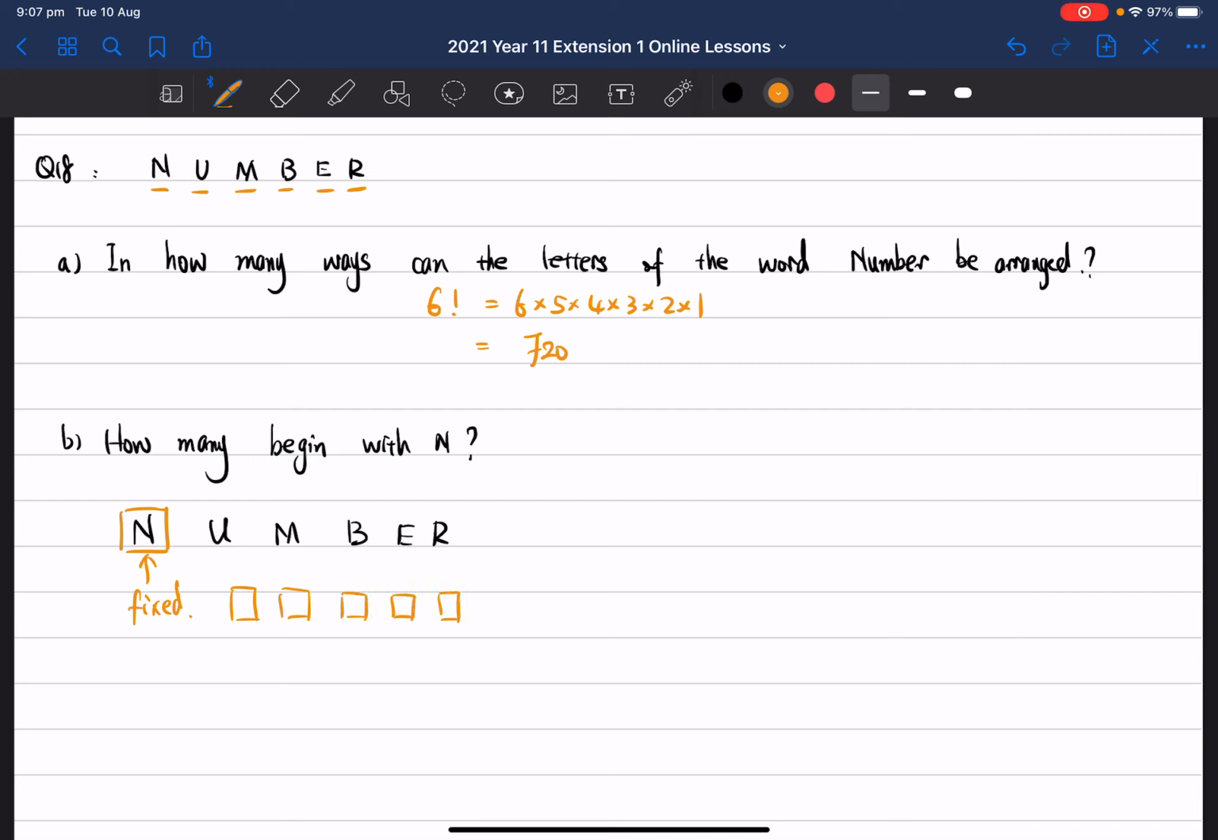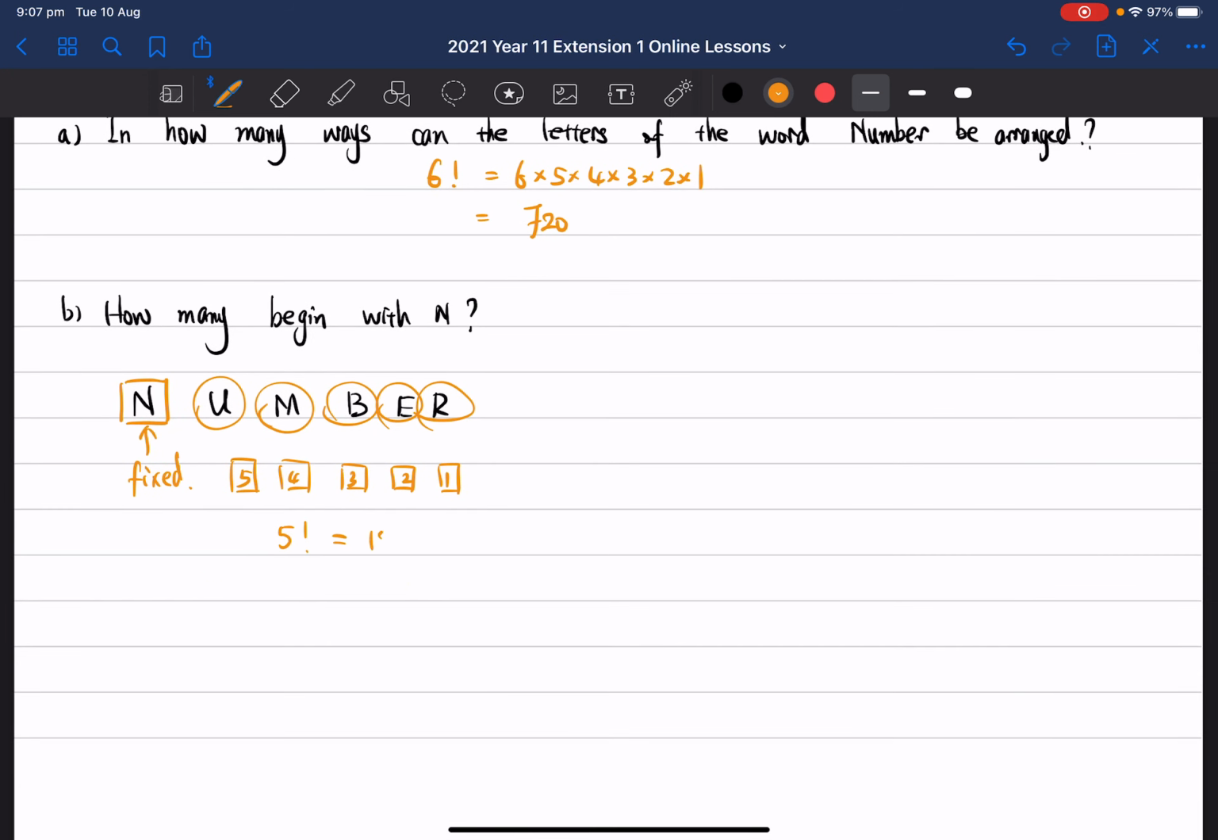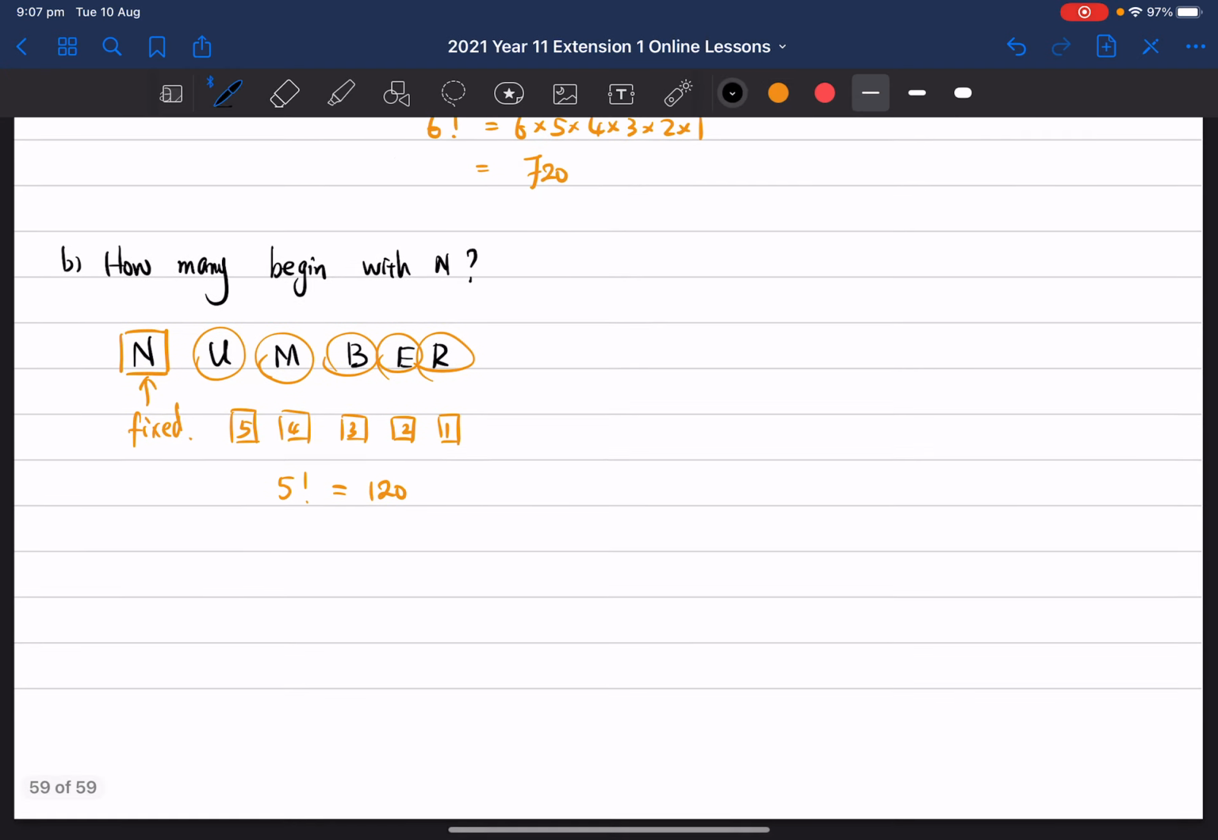With these 5 letters, you have 1, 2, 3, 4, 5 different letters. So with these 5 letters, we have 5, 4, 3, 2, 1 different possible ways. Therefore, the answer is 5 factorial, since you fix 1. That gives you 120 different possible ways.